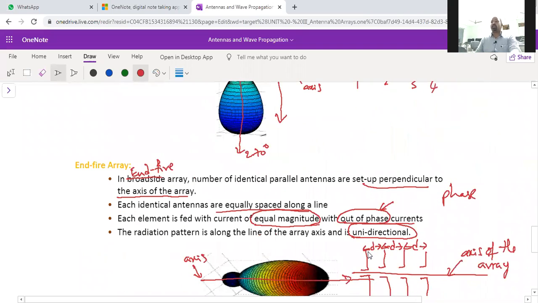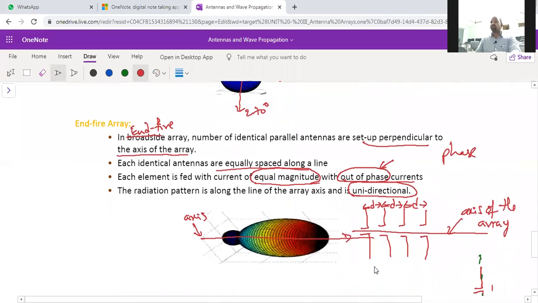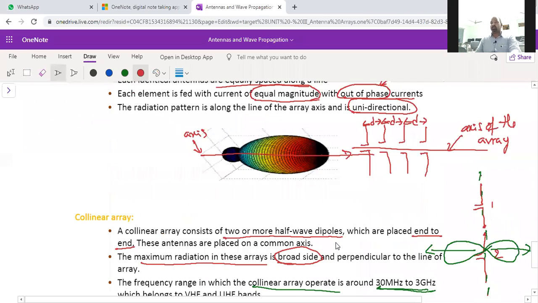Coming to the end-fire array, all the elements in the array are connected perpendicular to the axis of the array, just as in the broadside array, with equal spacing between the elements, equal amplitude, and out of phase. The only difference between the broadside array and the end-fire array is phase. In the broadside array it is in phase, whereas in the end-fire array it is out of phase. And the radiation pattern in the broadside array is perpendicular, but in the end-fire array it is along the axis of the array. That is the main difference.